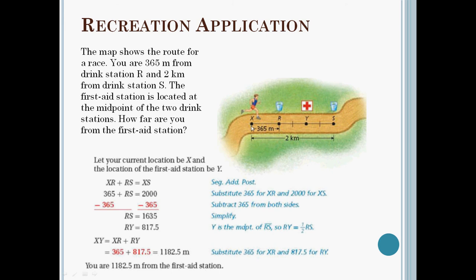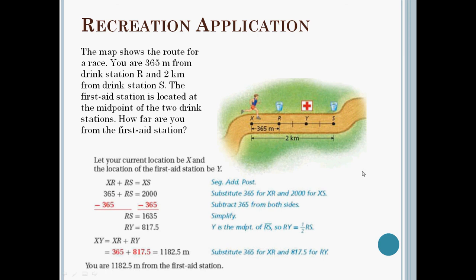If we let our current location be labeled point X, and we know that to the next drink station we have 365 meters, and then it tells us that from drink station R to drink station S is a segment, and that Y, which is our first aid station, is the midpoint. That would mean that RY is equal to YS. The entire distance from where you are to the last drink station is 2 kilometers.